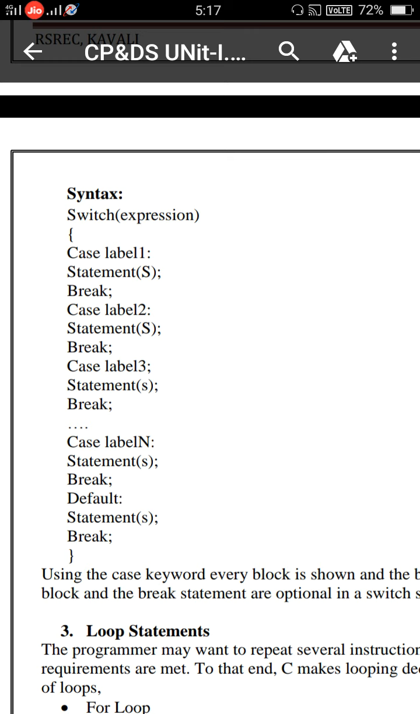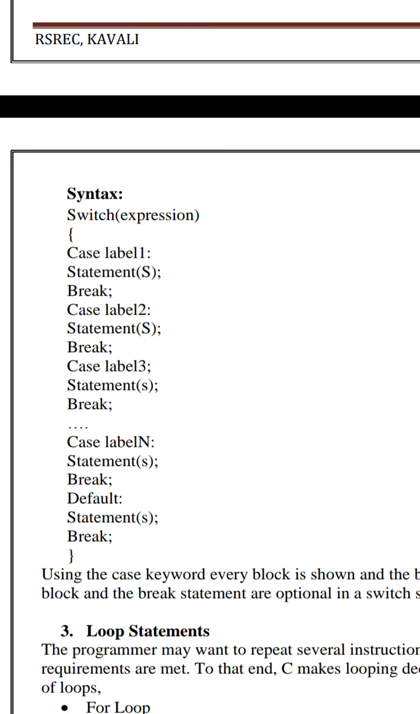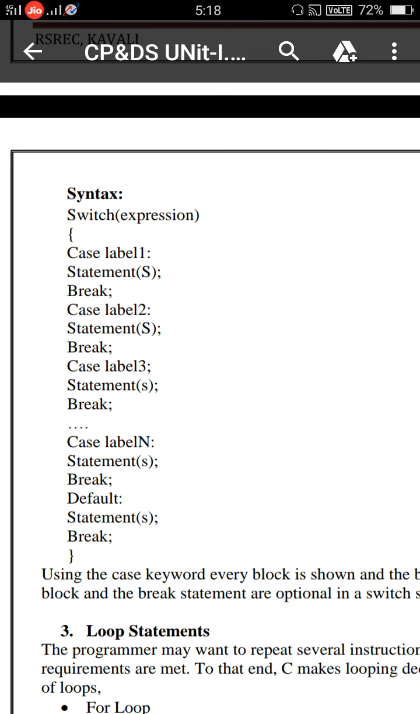So the execution of the switch statement is as follows. First the switch expression is evaluated, and then it goes to the corresponding case. Suppose the expression is 2, then it executes the case label 2 statements. Whatever statements are there in label 2 are executed. Then break occurs. Once break is executed, it goes outside the switch. This is the way of execution for the switch statement.